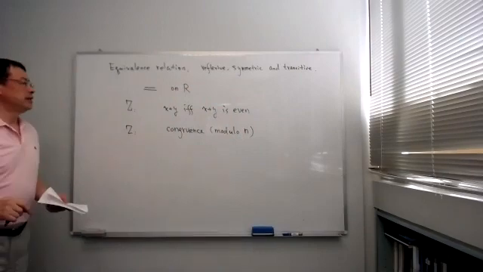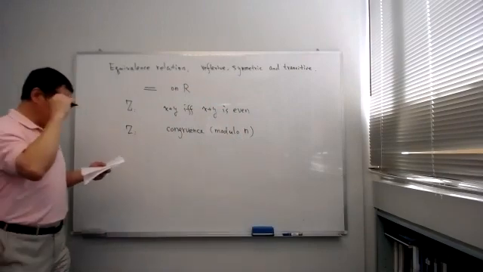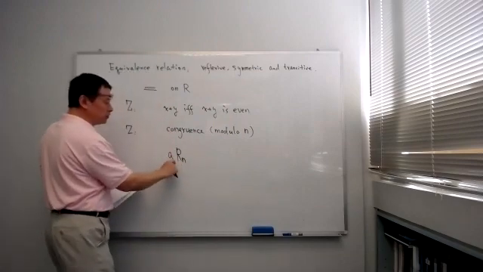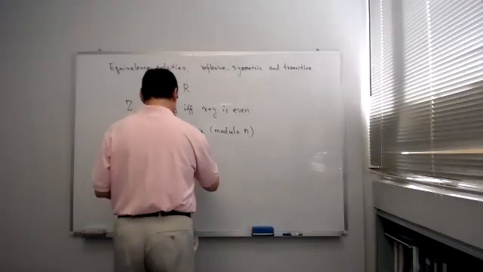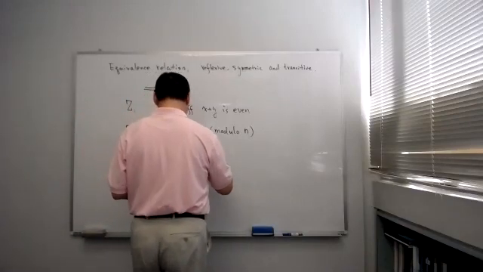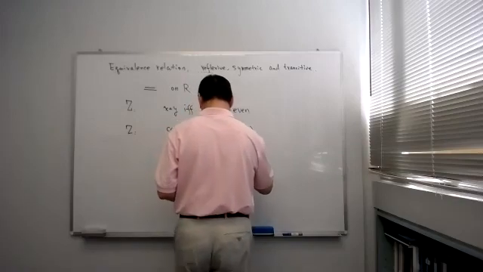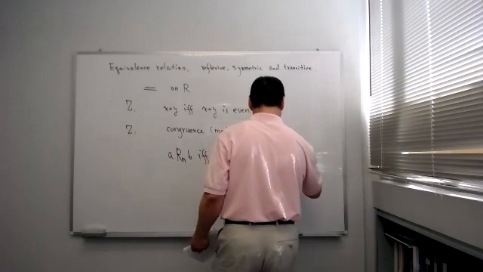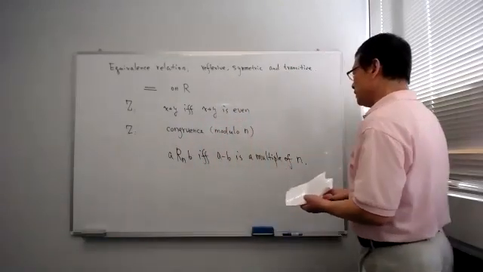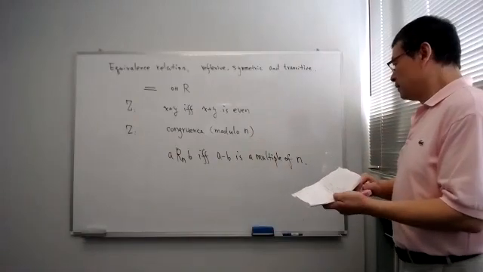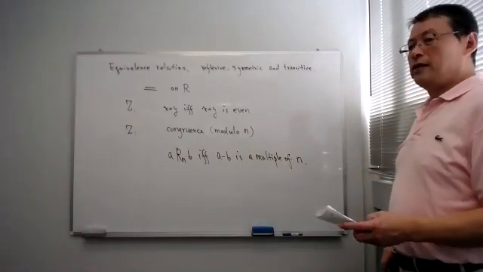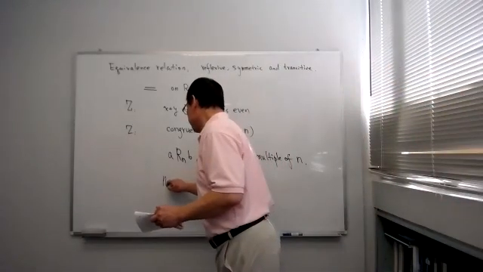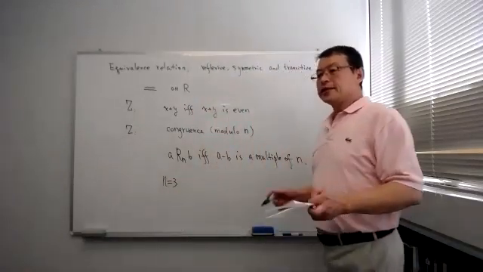It's a congruence relation modulo n. So that's why there's actually a special name for it, Rn. Usually people use Rn. All right. So for example, n equals 3. So what does that mean?